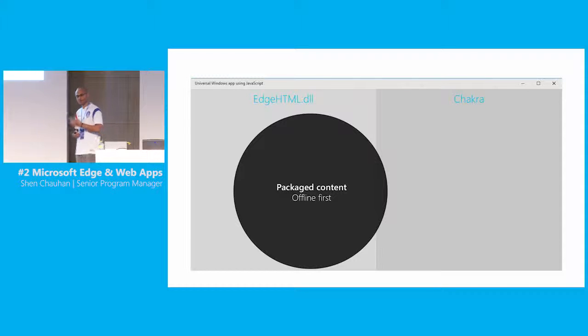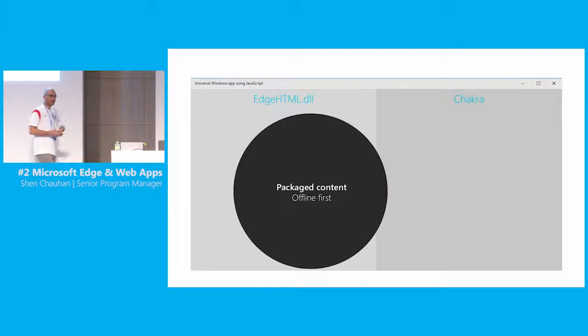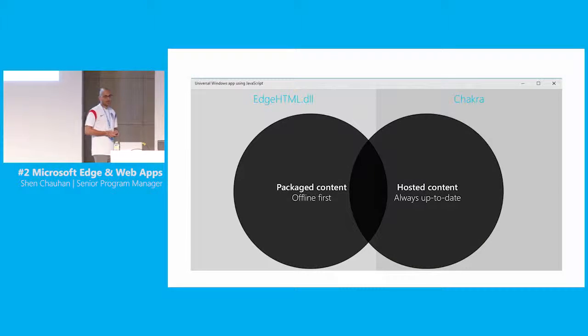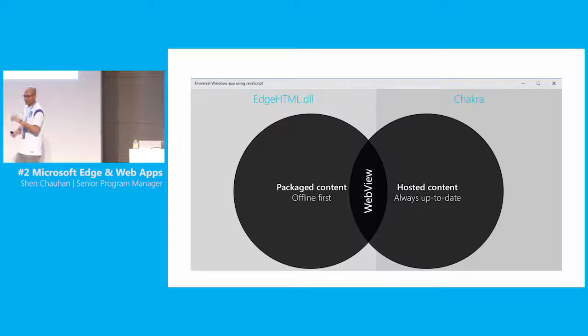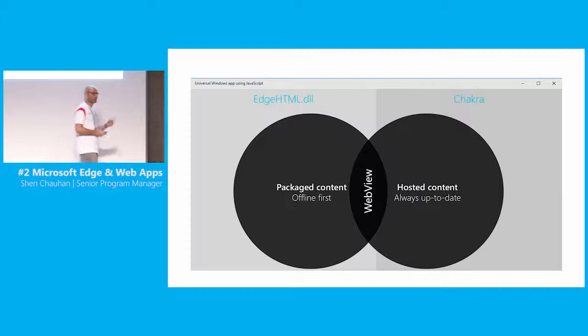So we have 3 main types of apps. We have the packaged content, which is the offline apps. This is similar to what we talked about in the keynote about Cordova. We'll have hosted content, which I'll talk more about, which is always up to date. And then we have that hybrid scenario. This is where you have a native app, but sometimes you want to expose website content. And a web view is a really good way to do that.